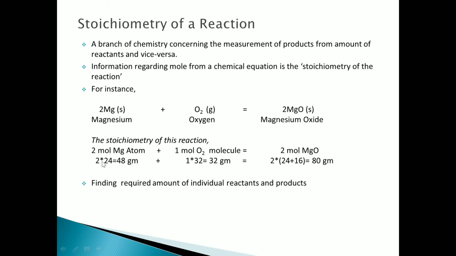So here the stoichiometry of the reaction is as follows. 2 moles of magnesium atoms will result in 2 into 24 equal to 48 gram, as 24 is the atomic mass of magnesium. Again, the atomic mass of an oxygen molecule is 32, and here only 1 mole of oxygen molecule is present, so it is 32 gram.